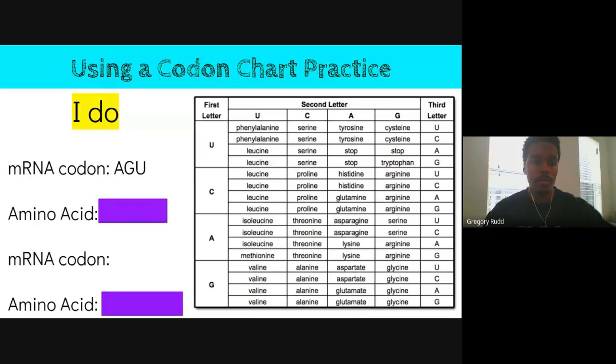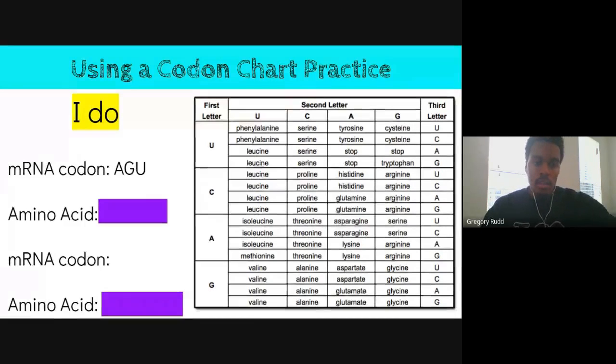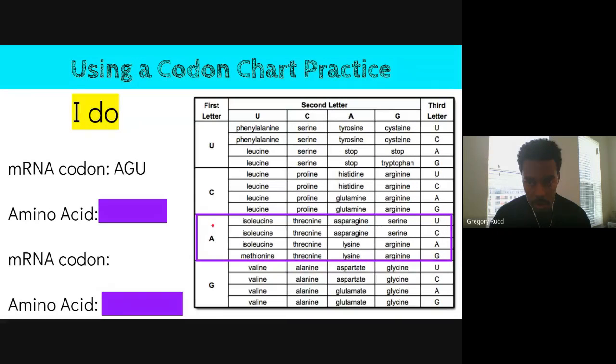I'll do this first one. So my mRNA codon is AGU. So that means my first letter is A. So I'm only looking in this row right here. Everything else I can ignore. If it's not in that row with my first letter A, it doesn't matter right now.